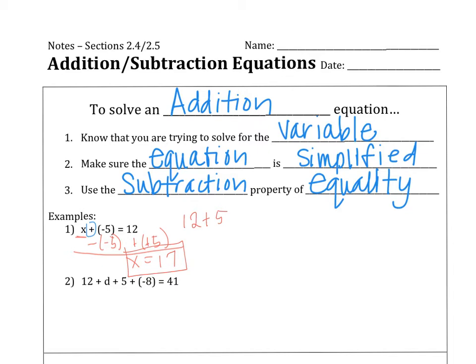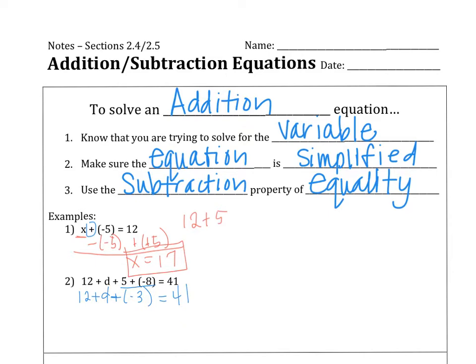So we have, first of all, we know that we are trying to solve for a variable. So let's find our variable, and it's right here. So that means we want this on one side and then everything else on the other side. First thing that we're going to do is simplify. So equation is simplified. So we have 12 plus d. We're going to simplify this right here, which is going to be a plus -3, and that's going to equal 41.